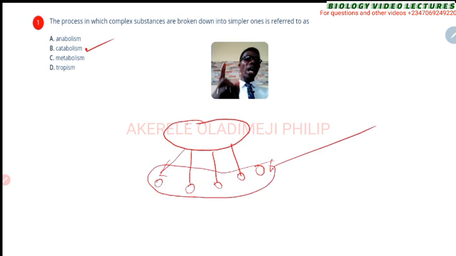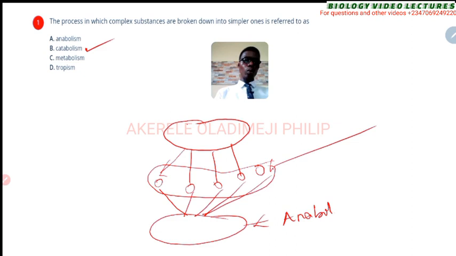However, it is still possible that these small ones come up together again to form a big one, and that is called anabolism. Anabolism, which is option A, is our answer.